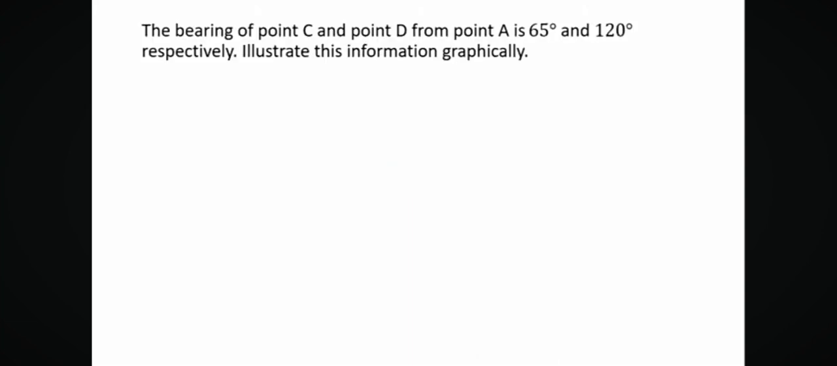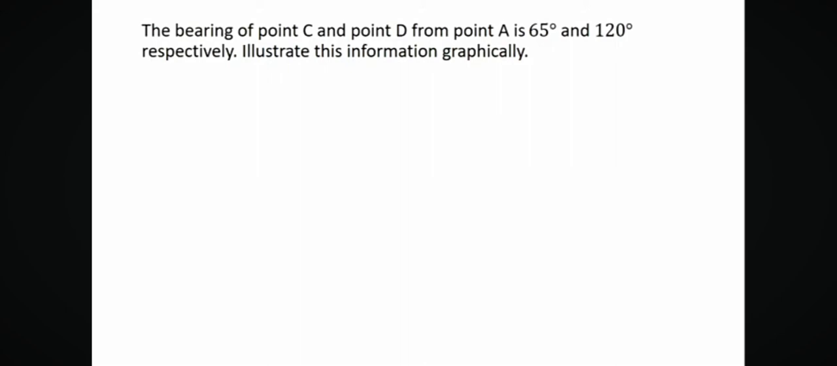Another question on representing the bearing of one point from another on a diagram. Let's take the question for this video. The bearing of point C and point D from point A is 65 degrees and 120 degrees respectively. Illustrate this information on a diagram.